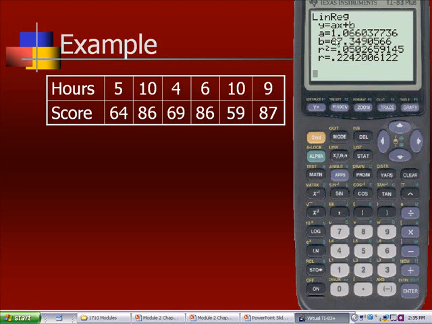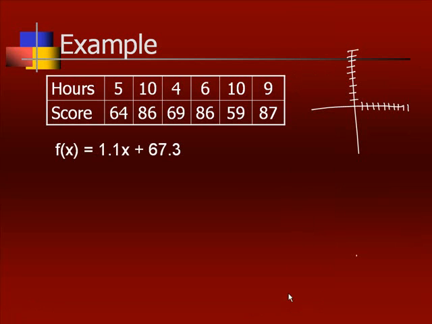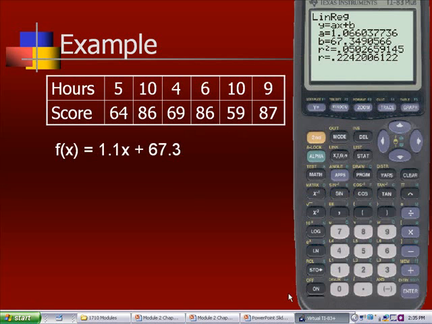A is the number in front of x, so it's 1.066. B is like the y-intercept, which would be 67.35. Okay, so our linear regression would be y equals 1.1x plus 67.3.